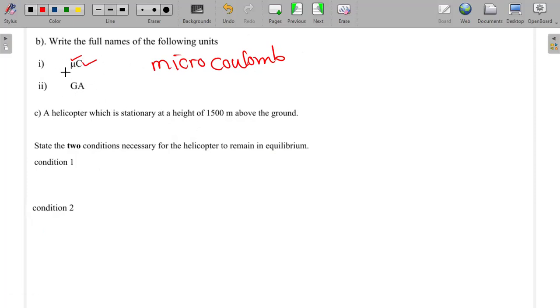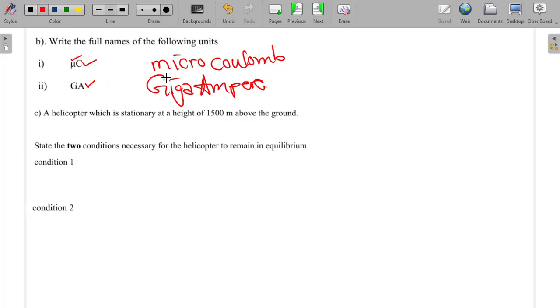Then now we have capital G and capital A. We say capital A is used to measure electric current, which is an ampere. Then we have capital G as a prefix, which is used to represent giga. So this is giga. So we're going to say this is the same as giga ampere.